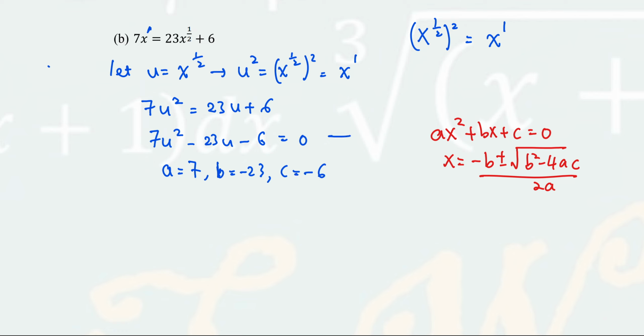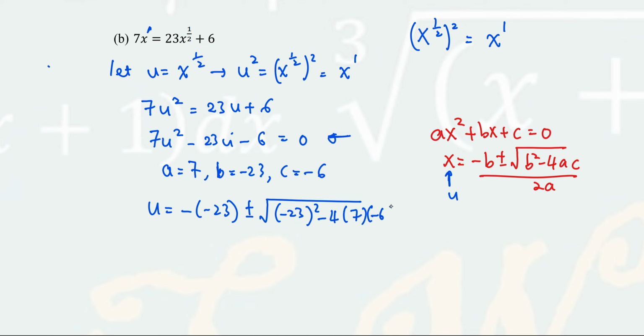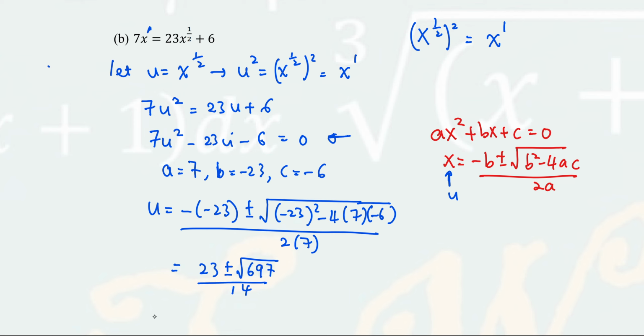Okay, so since your quadratic equation here is in terms of u, that means now we no longer use x. We have to change to u in our formula, which means now you'll be getting u equals minus b, so minus negative 23, plus minus square root of b squared, so square root of negative 23 squared minus 4, a is 7, c is minus 6, then over 2 times 7. And now here you will be getting 23 plus minus square root 697 over 14.